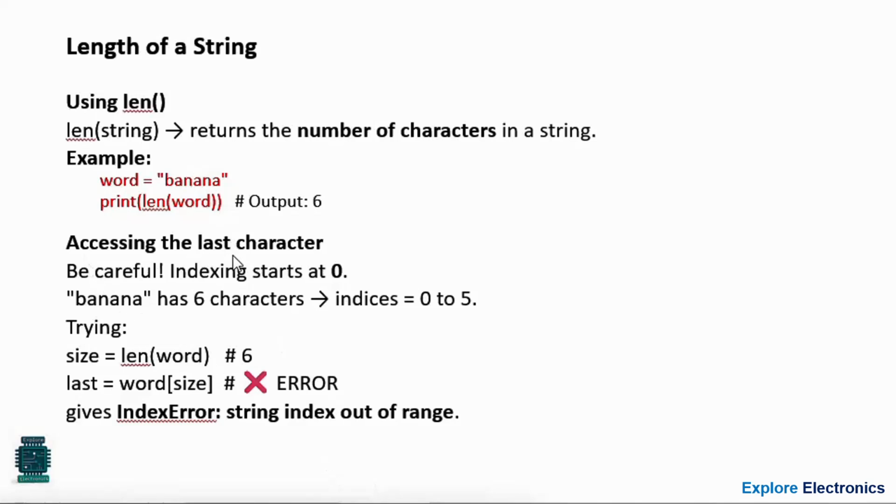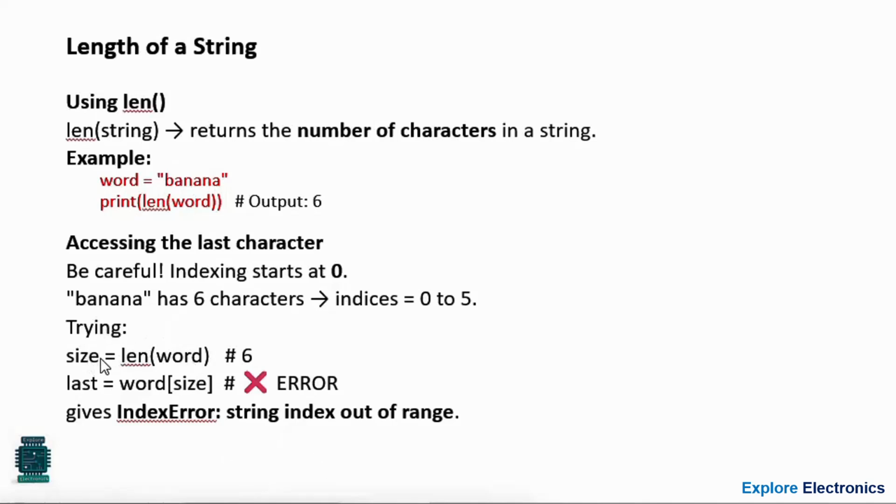Let us see what you have to do to access the last character in that string. You want to access the last character in the string. What exactly do you need to do? Let us see. Be careful, indexing starts at 0. I have told you this before. The indexing starts at 0. You have to remember this. And banana has 6 characters, as we know. The indices will start from 0 to 5. You can see here 0, 1, 2, 3, 4, 5. This is 0 to 5.